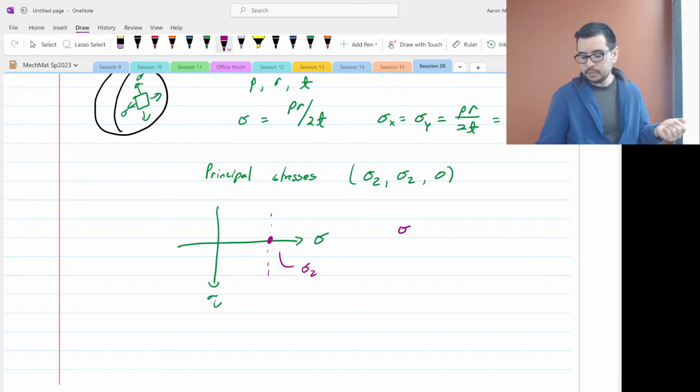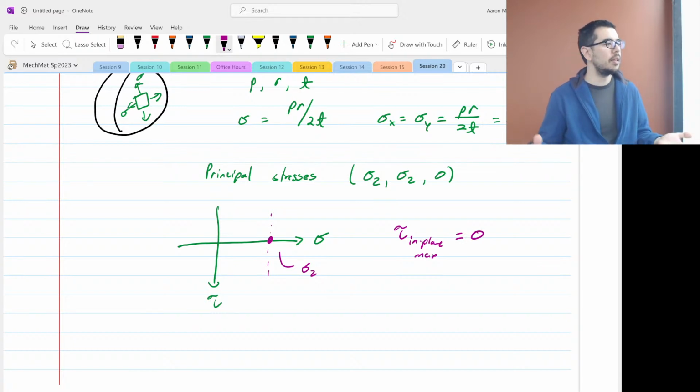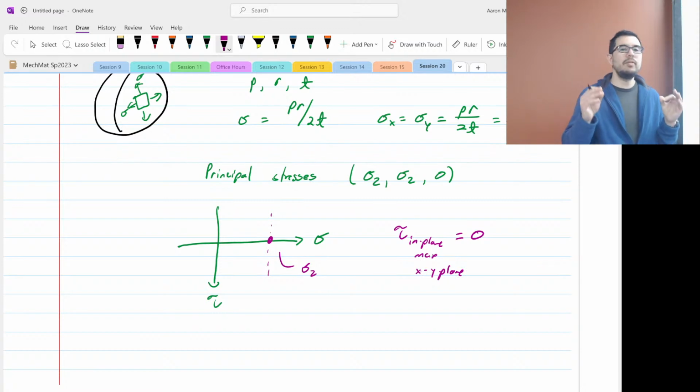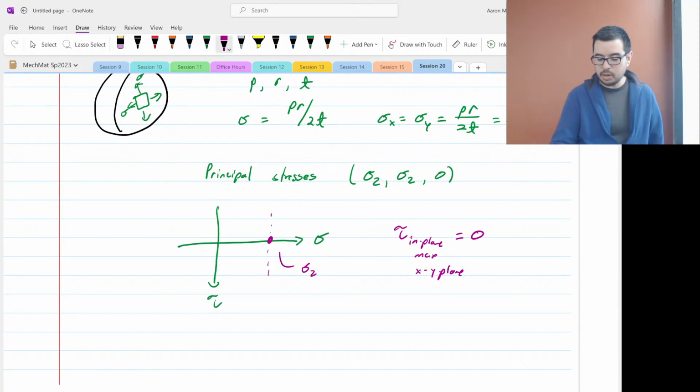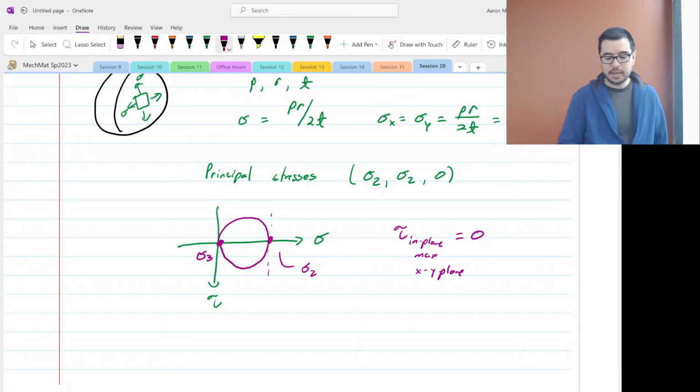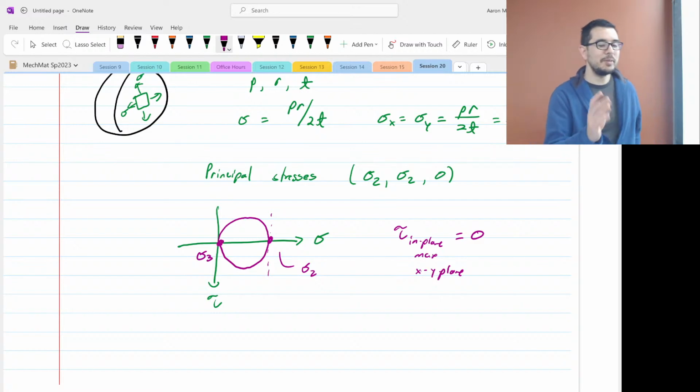So tau in-plane max is equal to 0. When we say in-plane, if this was x and y, this would be the xy plane. But what do we know after what we discussed a few minutes ago? We know that there's actually this other point, sigma 3, that's equal to 0. So now we draw, oh, that's the best one I've done today. Or not today, because I was working. Anyway, the best one I've done in class.